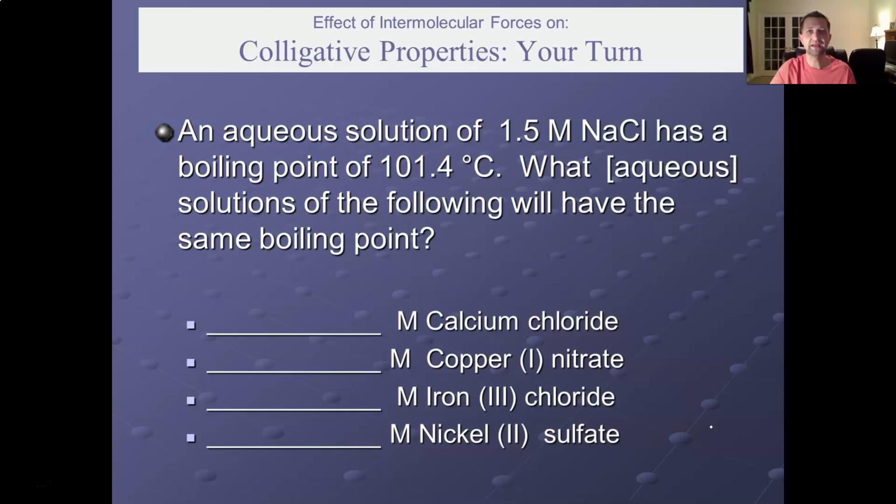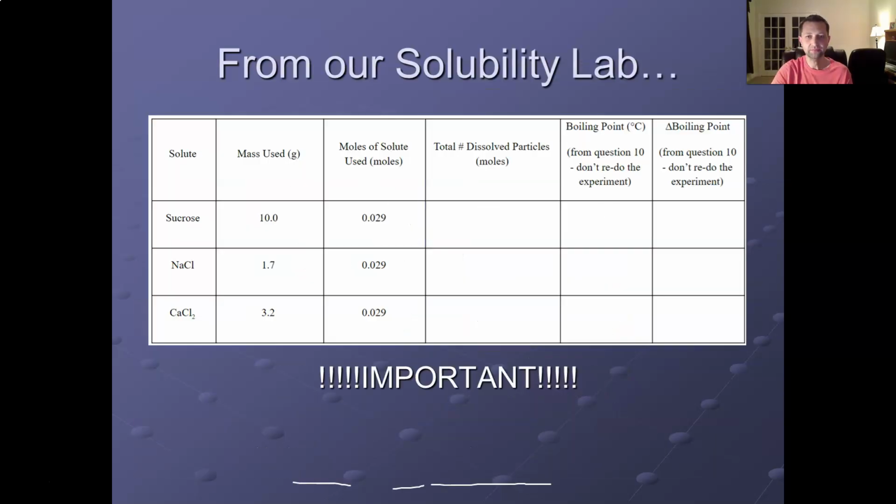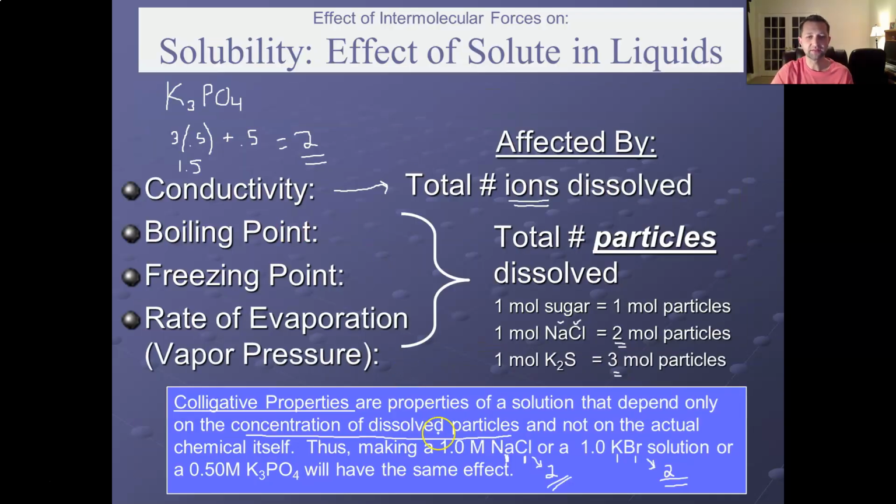So to wrap it up, this is the last slide. An aqueous solution of 1.5 molar NaCl has a boiling point of 101.4 degrees. What aqueous solutions of the following will have the same boiling point? Okay, so we have calcium chloride, copper 1 nitrate, iron 3 chloride, and nickel 2 sulfate. What molarity of each one would you need to have the same effect on the boiling point as 1.5 molar NaCl? This goes all the way back to this slide.